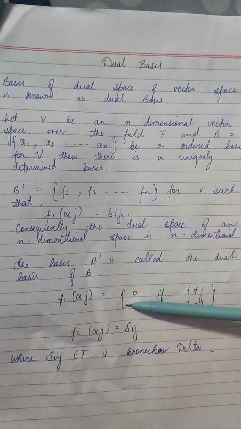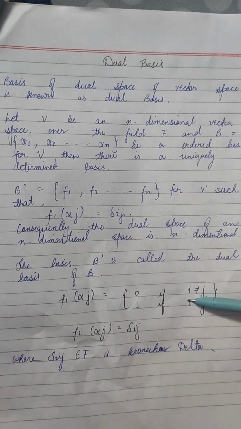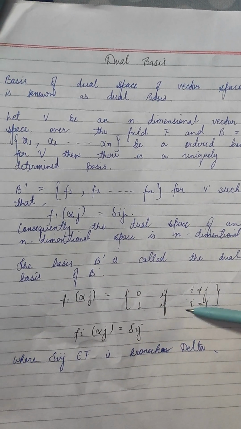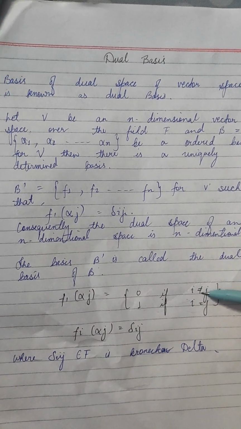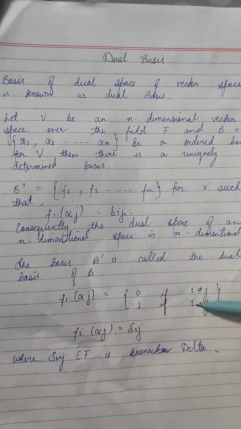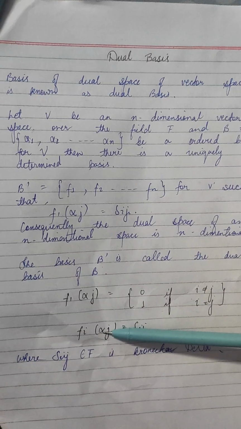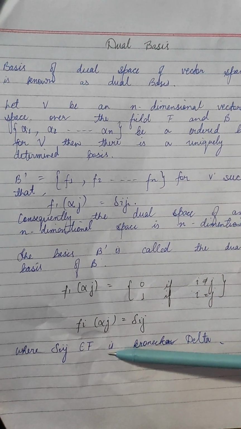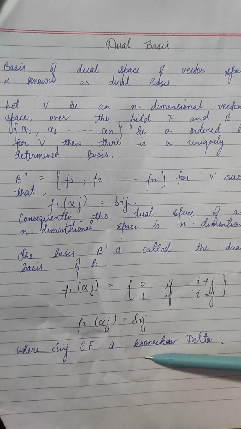fi(alpha j) is equal to 0 if i is not equal to j, and 1 if i is equal to j. The value for i not equal to j is 0 and for i equal to j is 1. fi(alpha j) is equal to delta ij, where delta ij belongs to F, is the Kronecker delta.